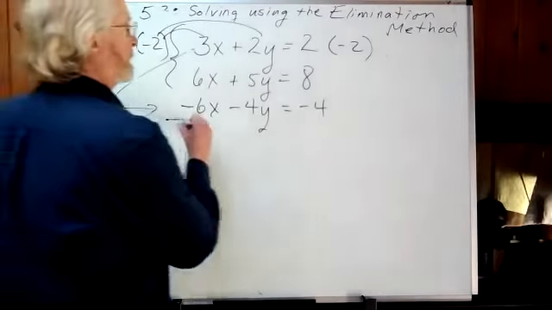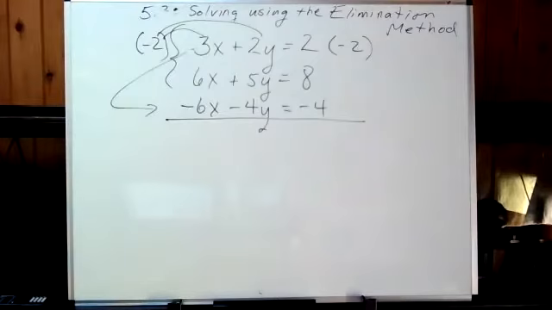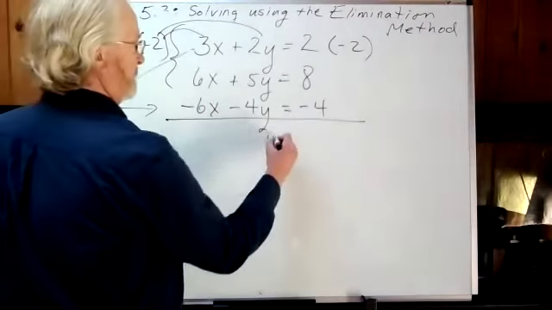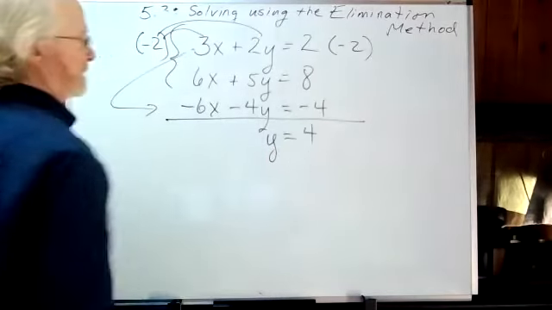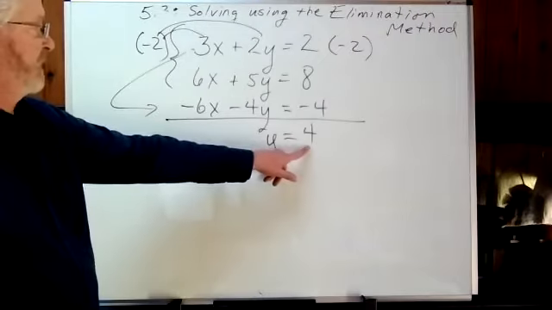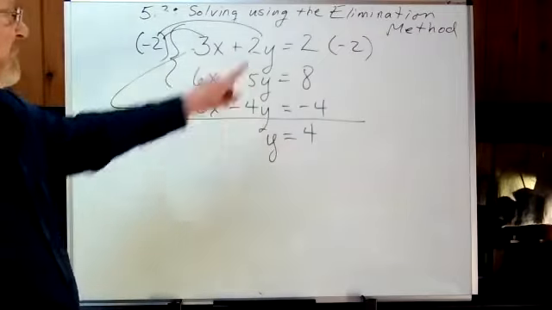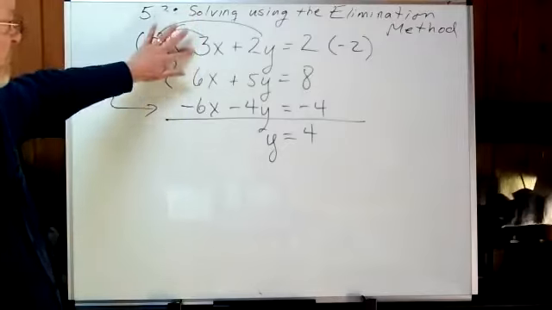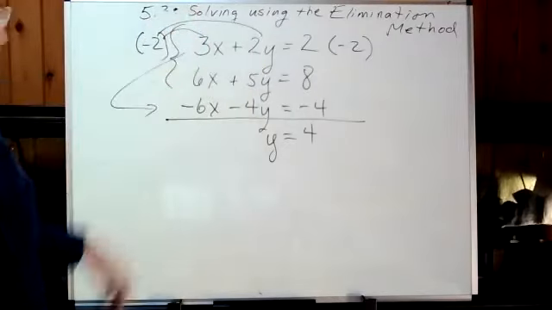Now, if I add them together, those x's are going to go away this time. And I found the y value. This one, it worked out better to eliminate the x's. As always, I have to find the other value. So I'm going to plug this 4 in for y. I think I'll use that first equation again, just because it's smaller y values, smaller numbers.